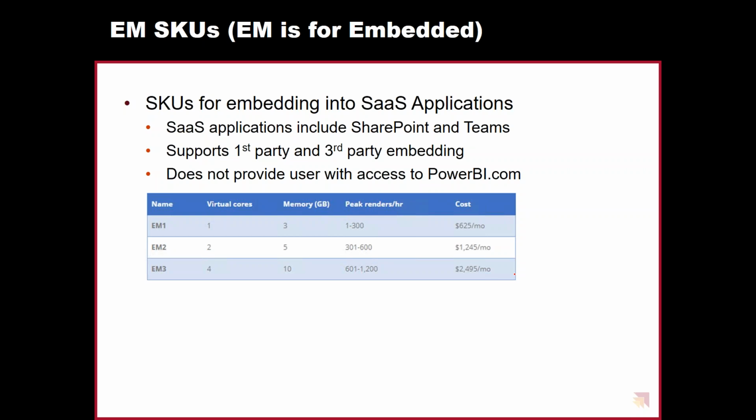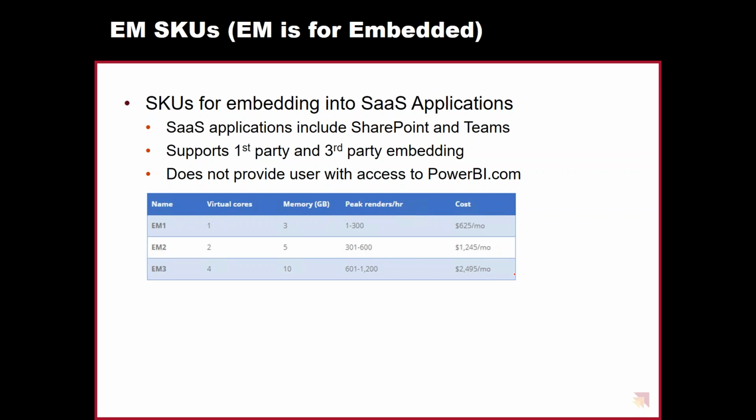So if I put something into a workspace that's associated with an EM SKU capacity, free users can basically get to the content. However, here's the rub. They can't go through PowerBI.com, which means they can't use any of the built-in user interface experience in app.powerbi.com or the mobile apps. So that means either you have to develop a custom solution or use the SharePoint or the Teams embedding to support first-party embedding.